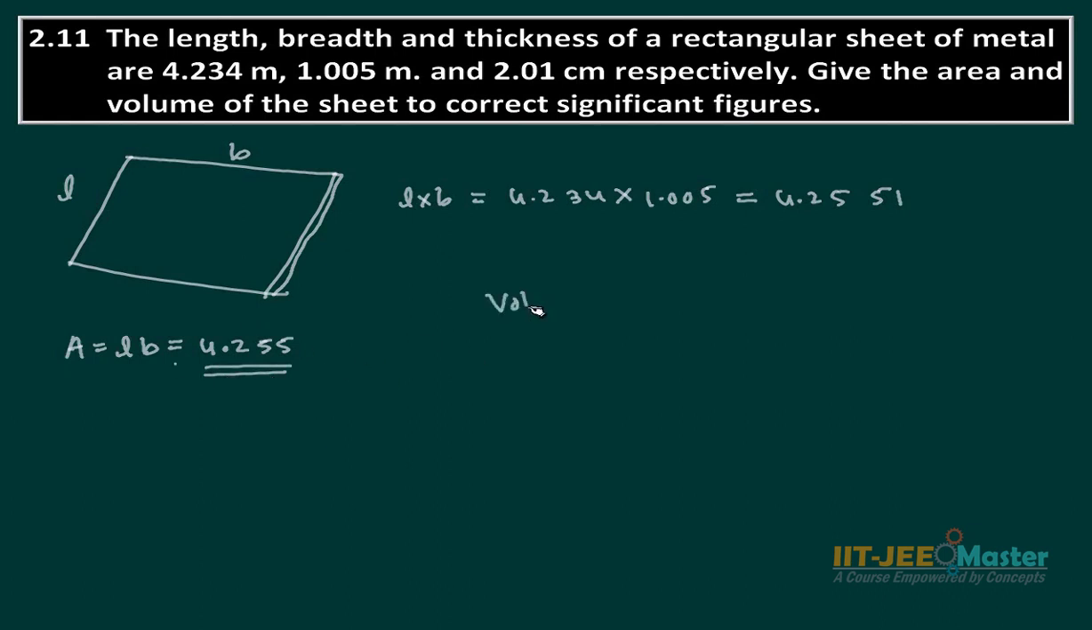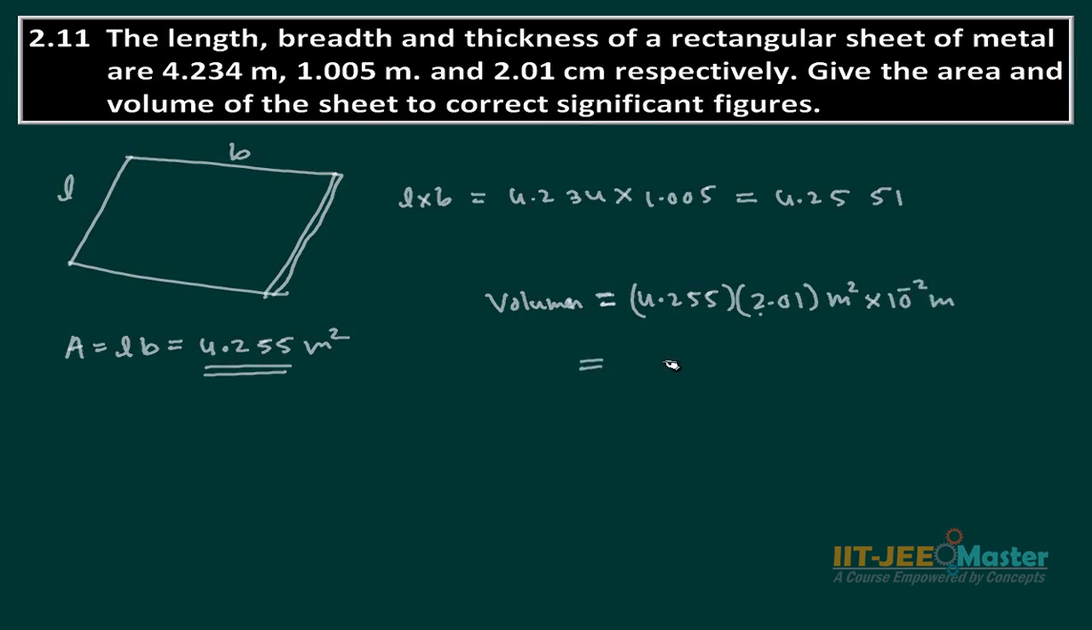If you want to find volume, in case of volume, you have to use only 3 significant digits here, because you have 3 significant digits in this case and 4 significant digits in this case, so you can use one more digit here. Unit here will be meter square, and 2.01 is in centimeter, so you have to use 10 to the power minus 2 meter as well.